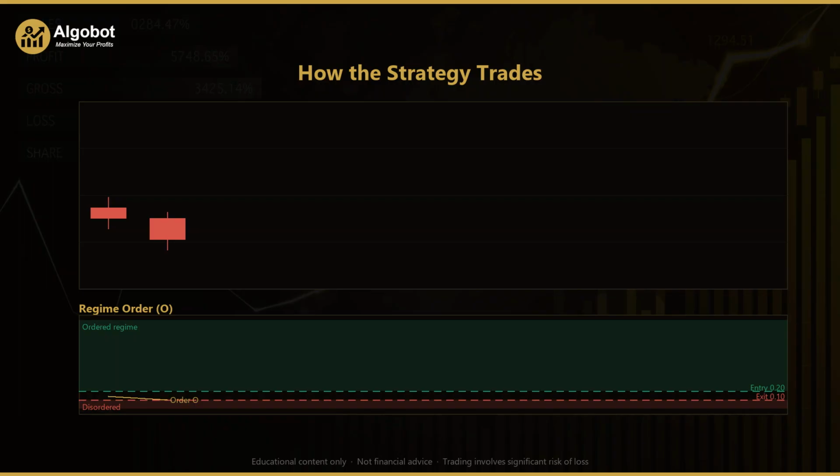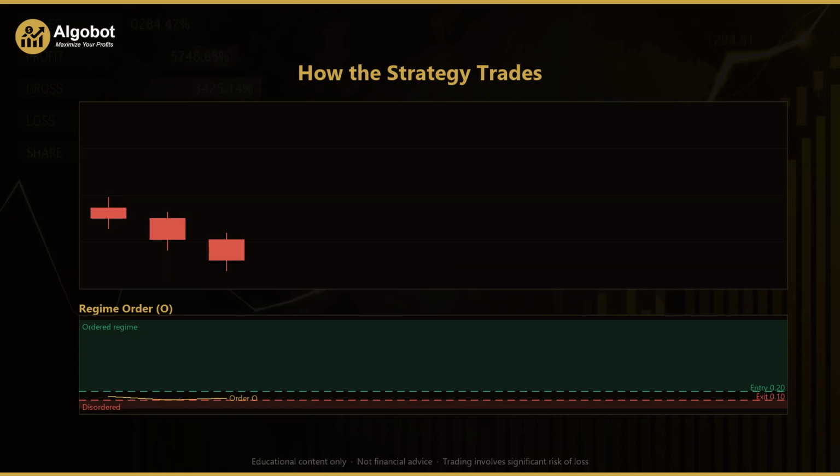Below the candles you can see the strategy's own indicator, the regime order value, plotted between 0 and 1. The green dashed line marks the entry threshold at 0.20, and the red dashed line marks the exit threshold at 0.10. Watch how the two panels work together as price unfolds.